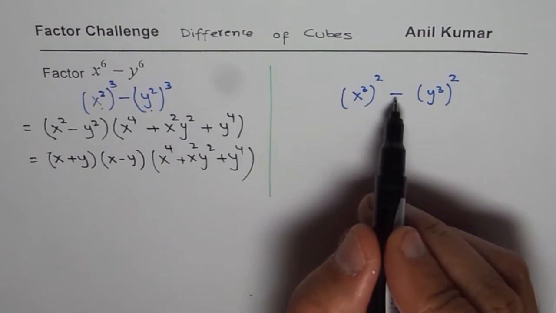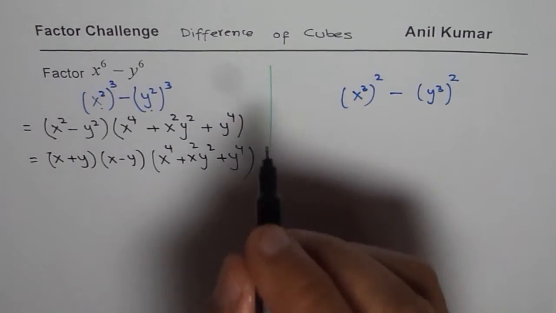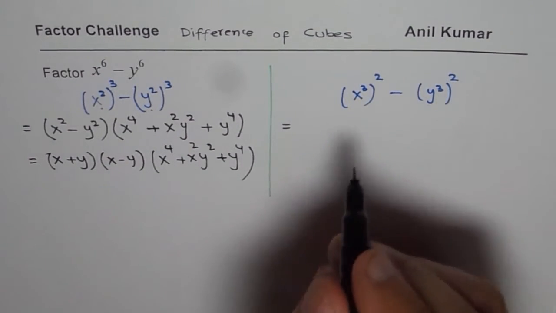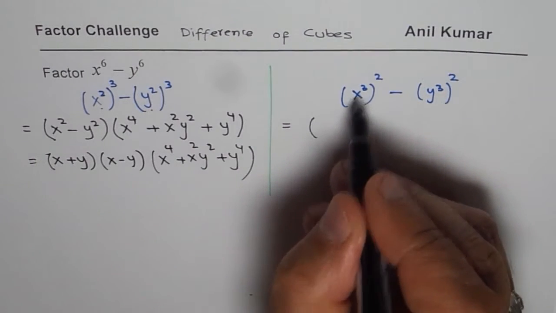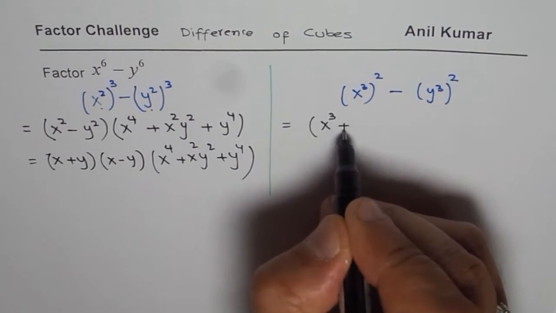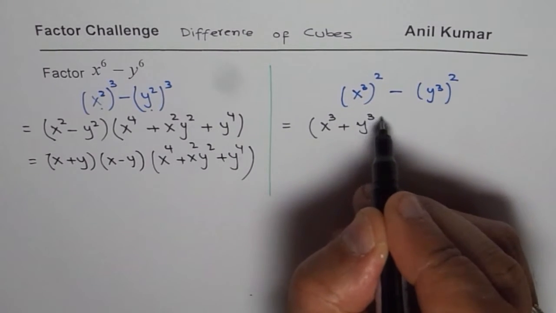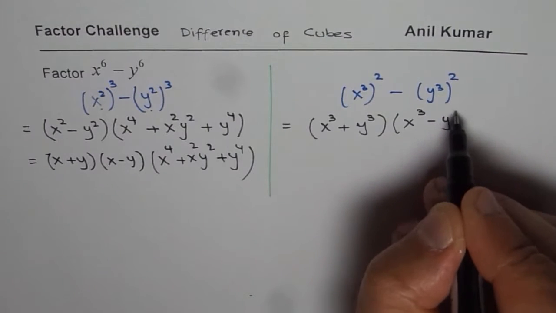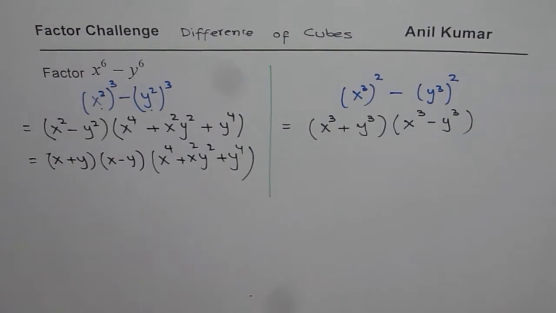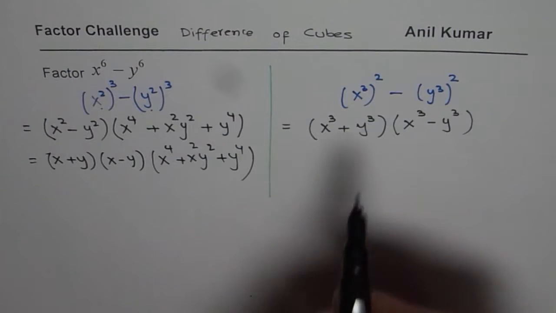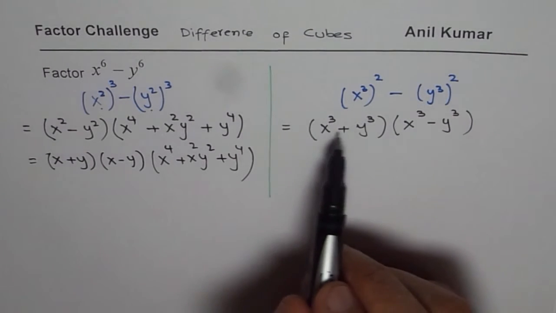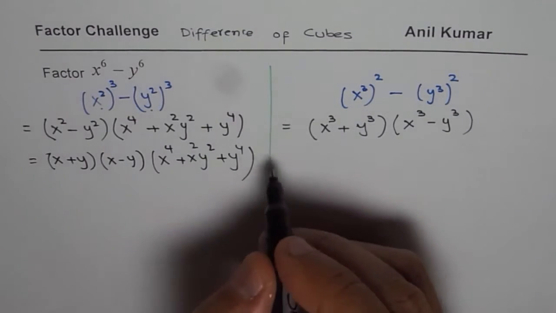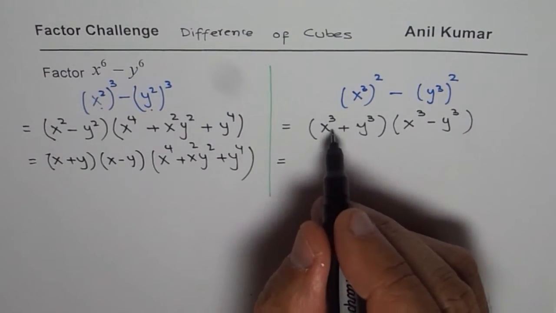Now here, what do we get? We get a square minus b square, which we could write as a plus b times a minus b, right? So we could write this as a is x cube plus b is y cube times x cube minus y cube. So we could write it like this, correct? Now, both are sum of cubes and difference of cubes, so they can be further factored. So if you want to factor this, what do you get?